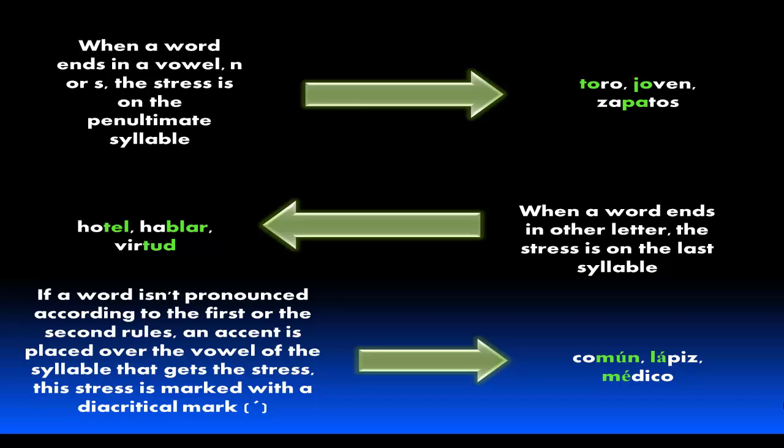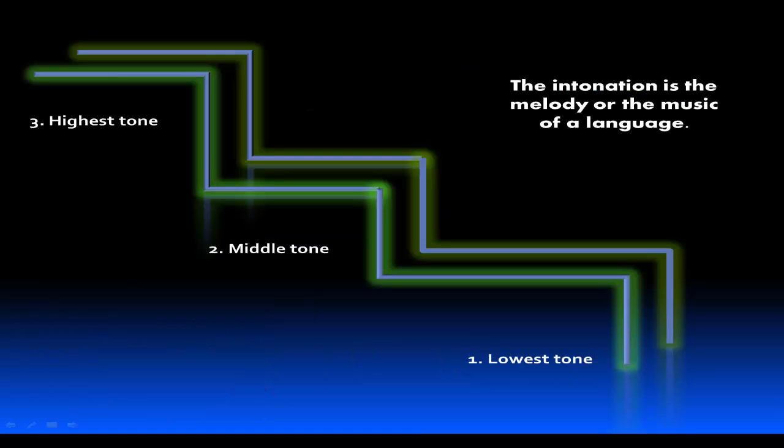And third, if a word isn't pronounced according to the first or the second rule, an accent is placed over the vowel of the syllable that gets the stress. This stress is marked with a diacritical mark. For example, común, lápiz, médico.